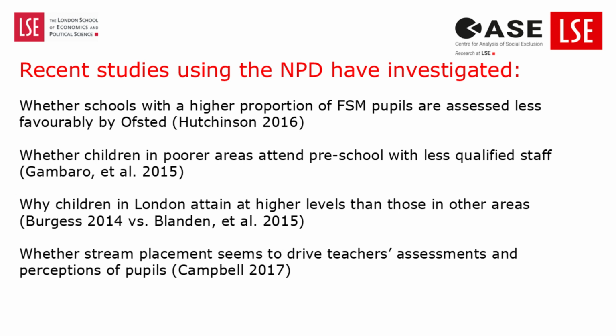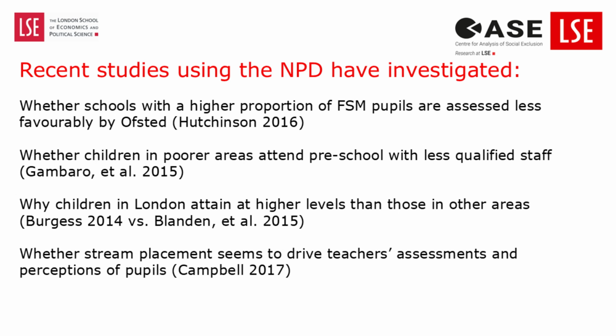So there was one recently which looked at whether schools with a higher proportion of free school meal pupils are assessed less favourably by Ofsted. So Hutchinson found that there was a bias there, that Ofsted, the inspectorate, tended to downgrade schools with a lot of poorer kids, controlling for things like progress, attainment and other variables that should kind of cancel that bias out.